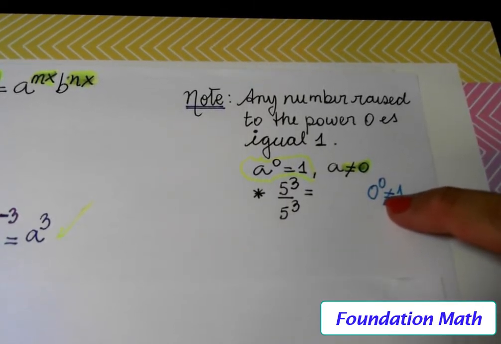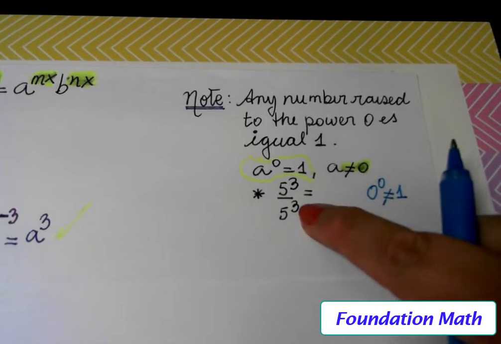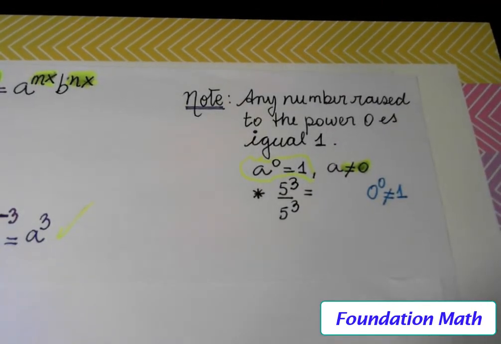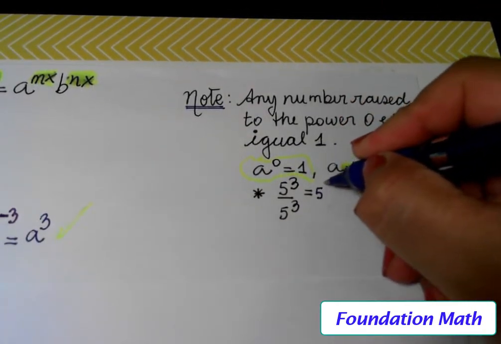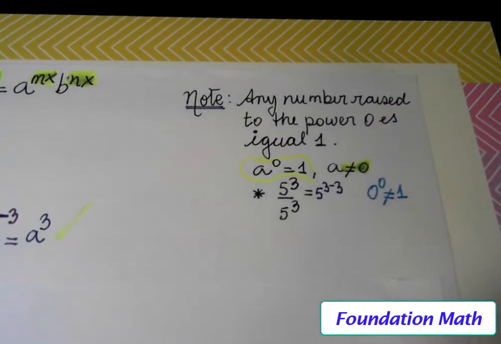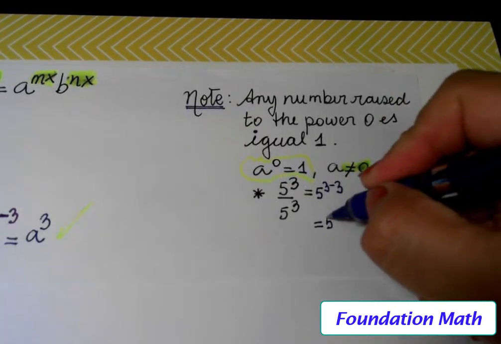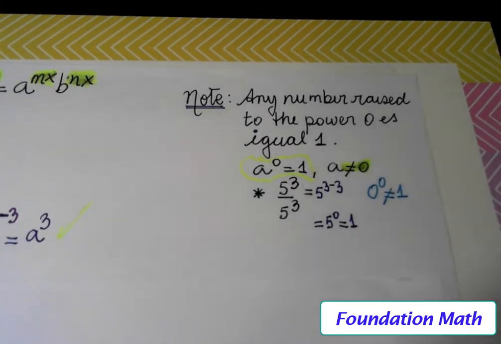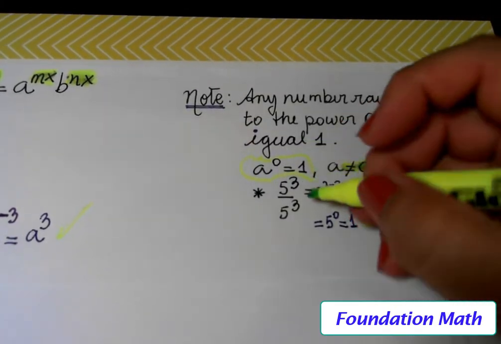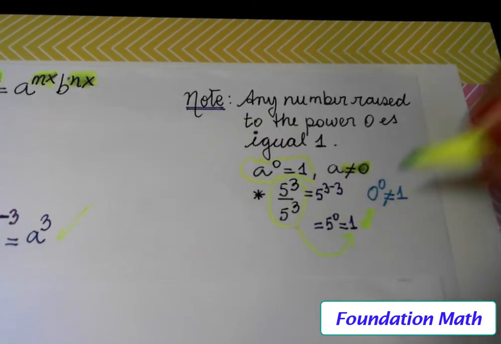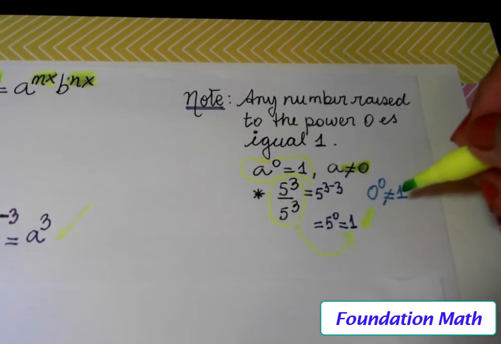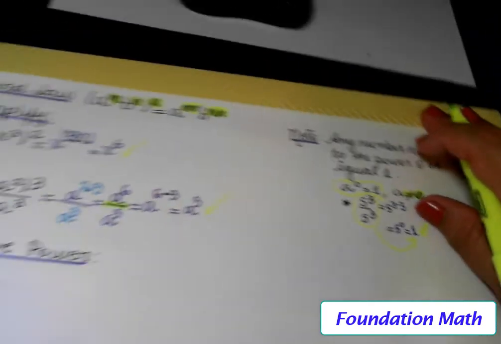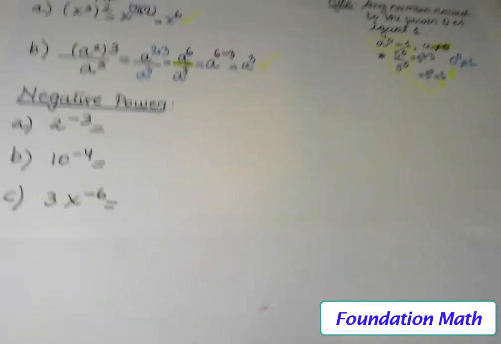Okay? For example, we have to solve this situation. We have here the value of 5 with exponent 3 over 5 with exponent 3. You're going to write 5 with exponent 3 minus 3, applying the second law. And 3 minus 3 is 0. And 5 with exponent 0 is equal to the number 1. So in this case, the answer is 1. But remember, 0 with exponent 0 is not equal to 1. That's the exception.